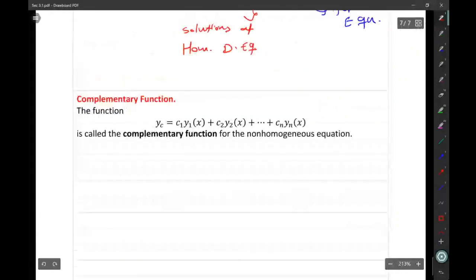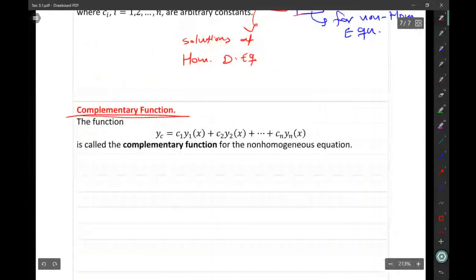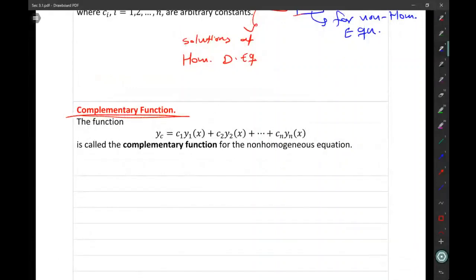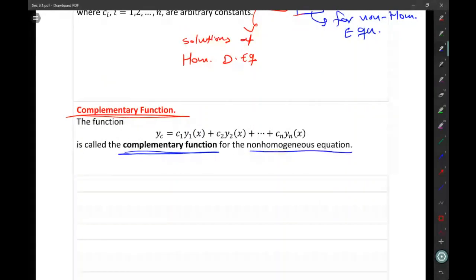It's not an example, just a definition, which is the complementary. The function yc equal to c1 y1 plus c2 y2 until you arrive at cn yn is called the complementary function for the non-homogeneous equation. The general solution should contain the particular solution, but this is called the complementary solution, which is the solution of the homogeneous equation. Of course, all of these definitions and concepts we will discuss later on when we solve second or higher order differential equations.